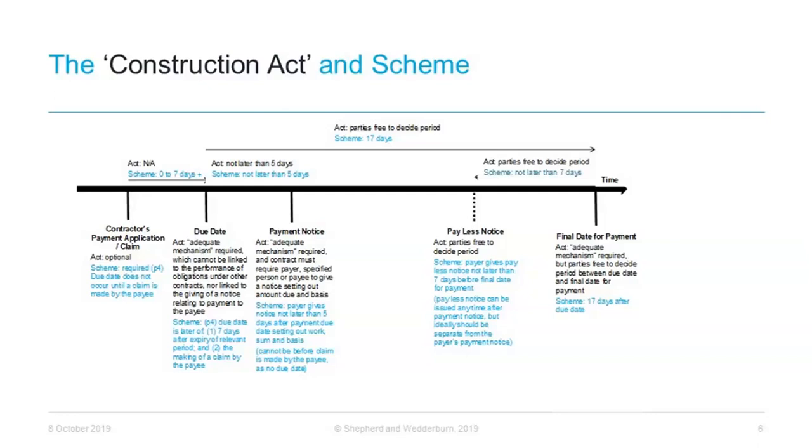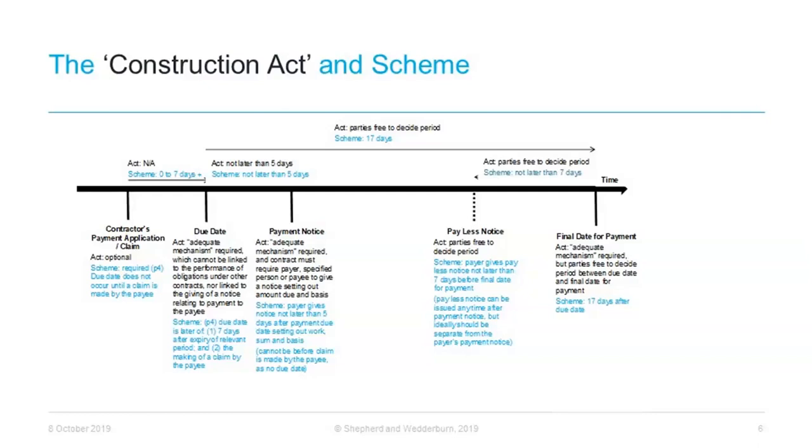Instead, the date should either be fixed, such as a set date in the month at fixed durations after the start date, or linked to the actions of the payee only, such as making an application for payment. Secondly, payment cannot be linked to the performance of obligations under other contracts. Should parties not provide for a due date, or there are the above issues with the due date mechanism, the fallback provision in the scheme applies.